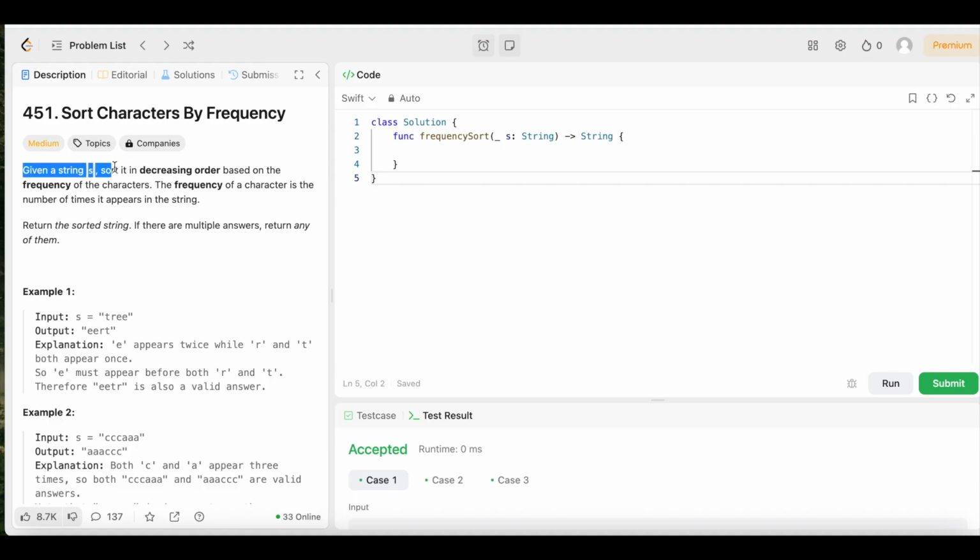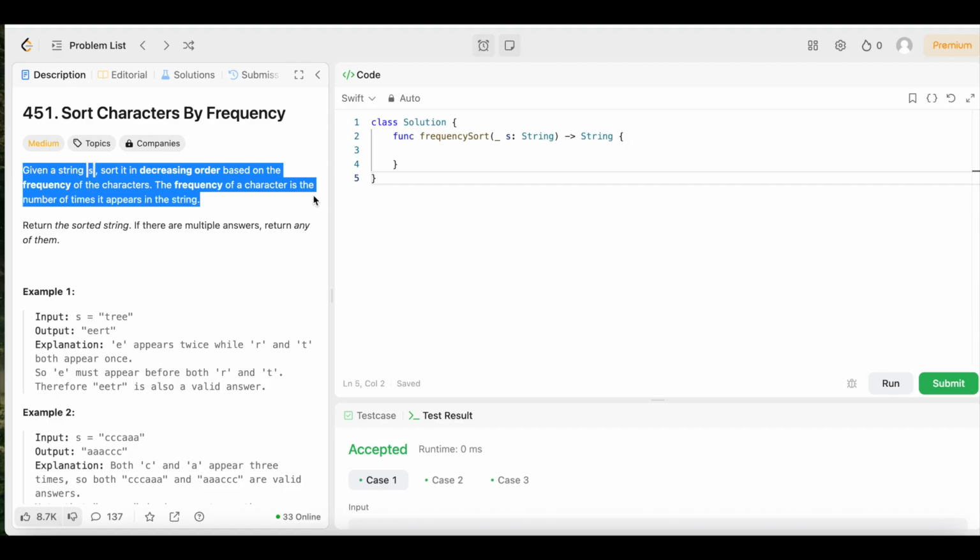Given a string, sort it in decreasing order based on the frequency of characters. The frequency of a character is the number of times it appears in the string. Return the sorted string. If there are multiple answers, return any of them. All right, y'all, that sounds simple enough, but let's take a look at these examples just to make sure that we are doing this problem correctly.